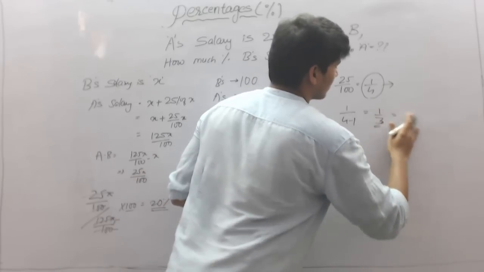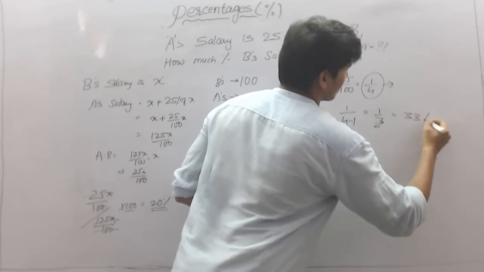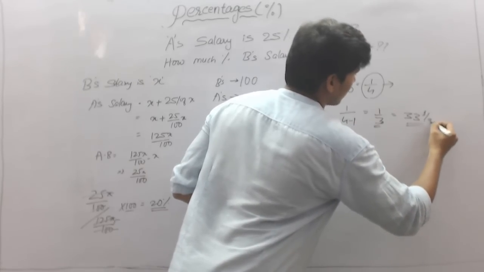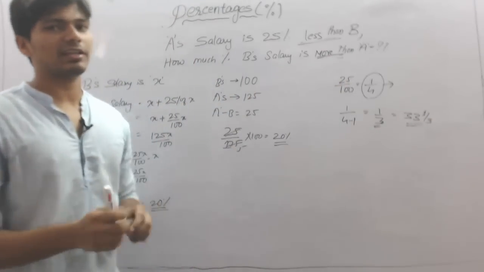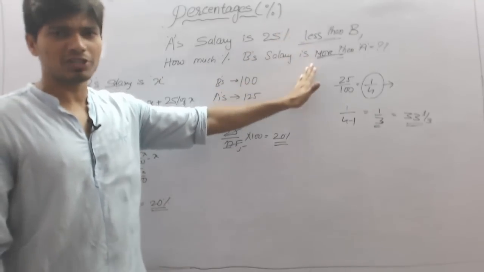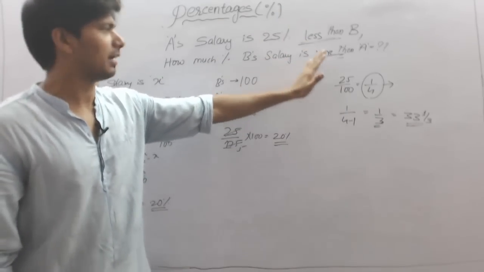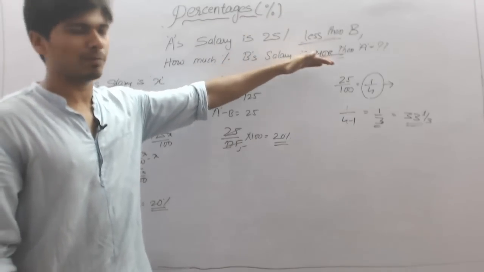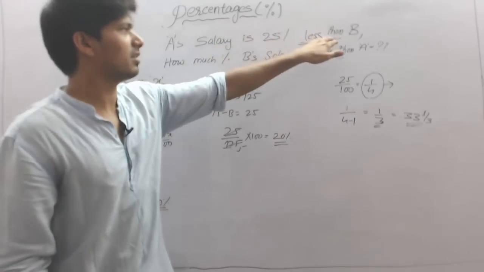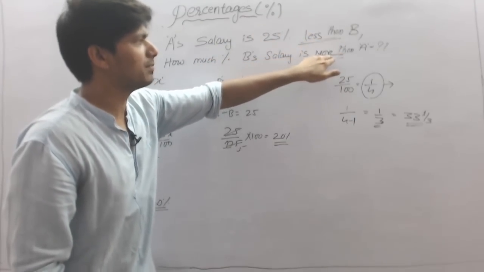1 by 3 is 33%. I hope you got the clarity. By looking at the question, you can simply solve it, not even putting the pen on the paper. If A is 25% less, then how much percentage is B more?